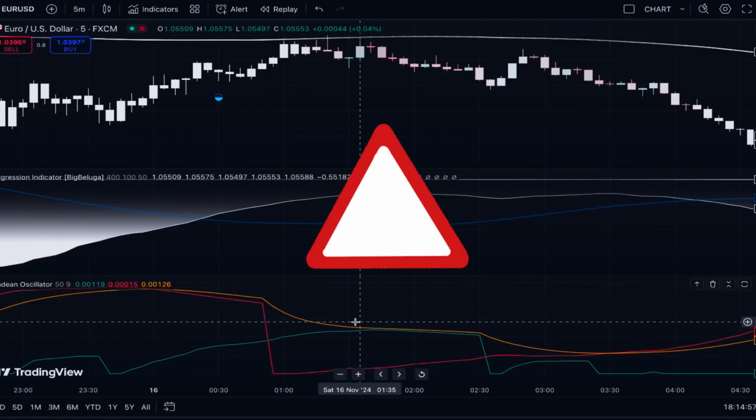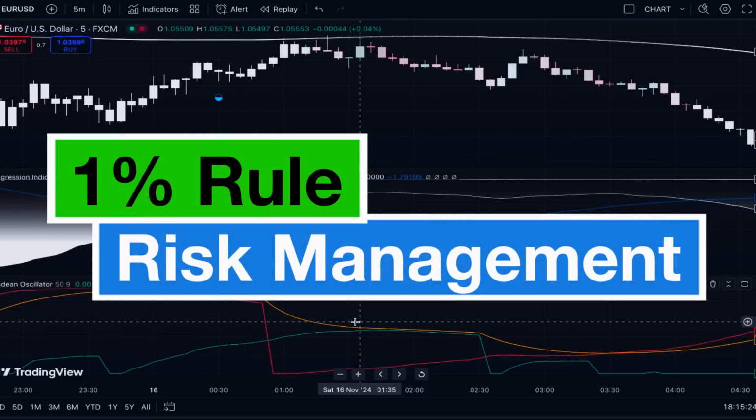Please pay attention that no indicator or trading strategy can give you 100% guaranteed signals. This is not possible in reality, and you need to manage your risk properly so you can become a consistently profitable trader. There is a risk management strategy that is called 1% rule, and it's one of the best risk management strategies that you can use. I have a complete guide on this. The link is also placed in the description, and I highly recommend you to watch it because without a proper risk management strategy, you cannot become a successful trader.